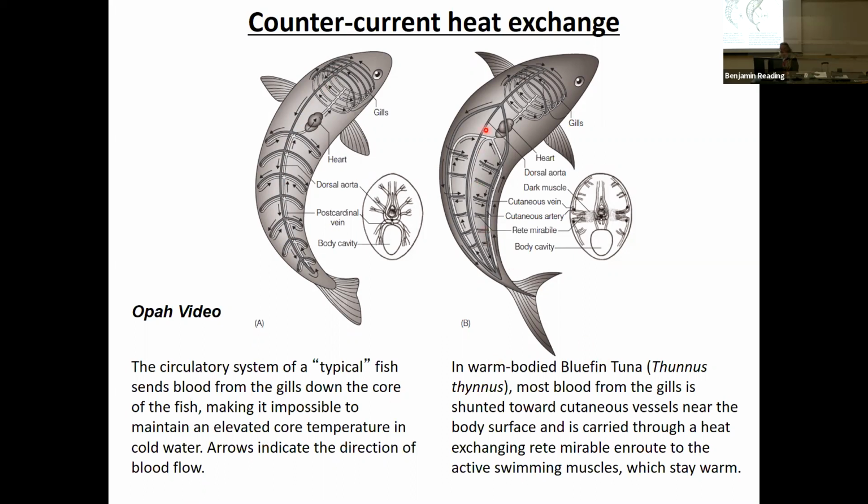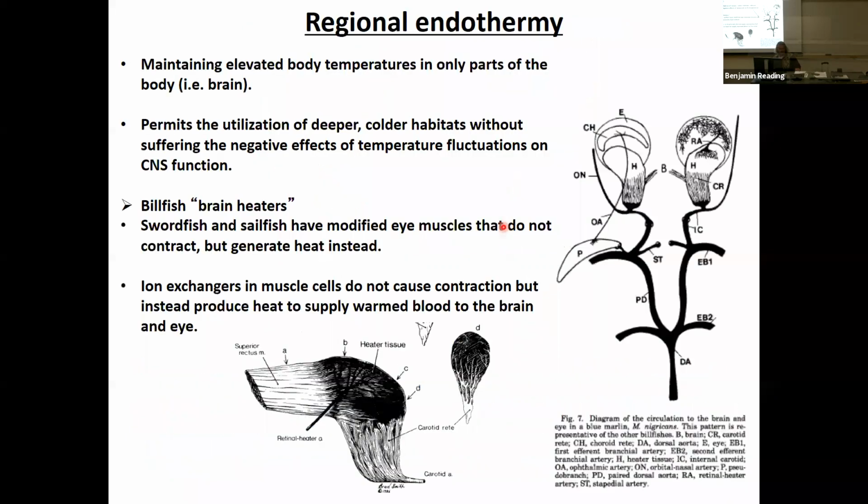Whereas we looked at a warm-blooded tuna here, Thunnus thynnus, where most of the blood from the gill is shunted towards cutaneous vessels near the surface and is carried through the heat-exchanging rete. So heart to the gills, and then these vessels come out like this, and here is this countercurrent rete. So the warm blood coming back to the heart exchanges heat into these vessels, sending it right back out to the muscles. And see how that works. It's a circuit. So the warmth of the blood is circulated and retained here in the musculature. And so the reading has more information about this.